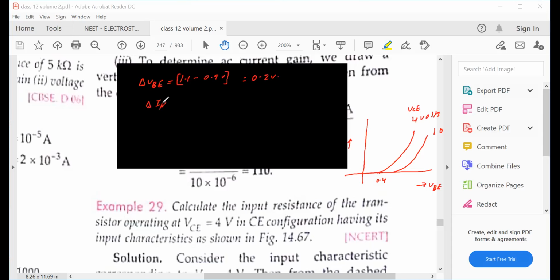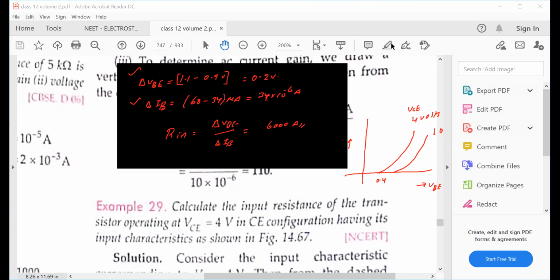From this relation, del IB, the input current, from the graph is 63 minus 34 microamps, which I'll take as 34 × 10⁻⁶ amps. So we know del VBE and we know del IB. What we need to find is R input, which is del VBE divided by del IB. When you solve it, we get the value as 6000. This is your current, this is your resistance here. Just remember that we extracted it from the graph only.